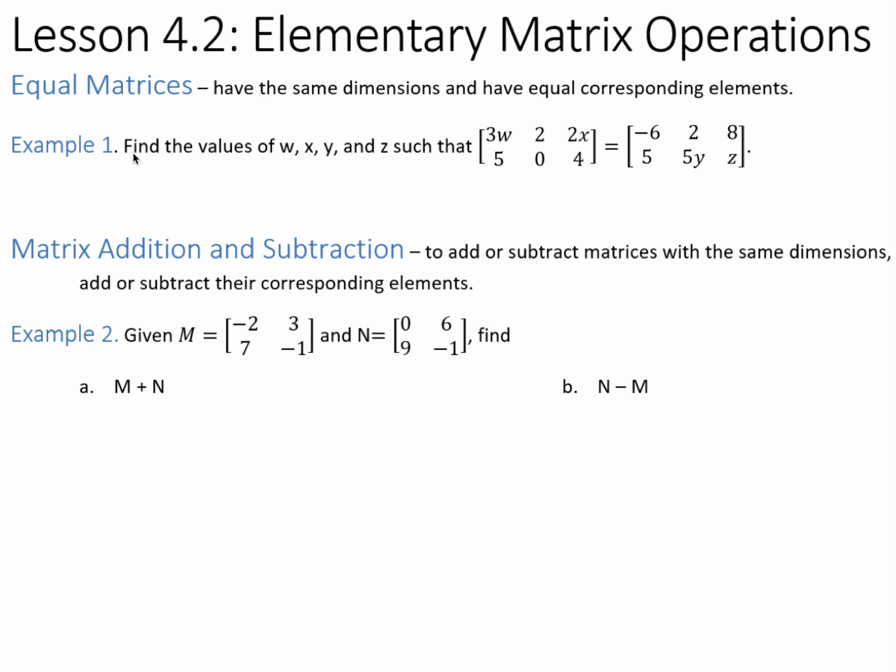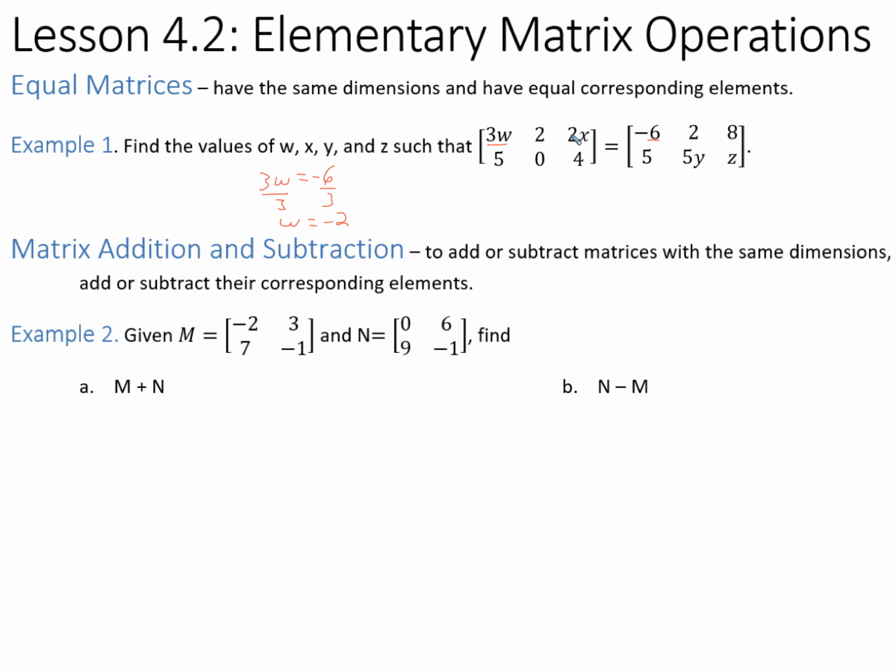So this is a quick example. Find the value of W, X, Y, and Z such that this matrix equals this matrix. Well, seeing as they're equal, each element has to be the same, so this 3W has to be equal to negative 6. So we can write a little equation: 3W equals negative 6. Divide both sides by 3, so W has to equal negative 2.